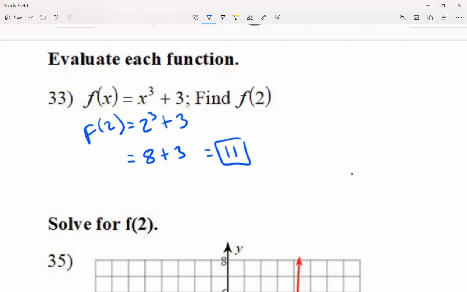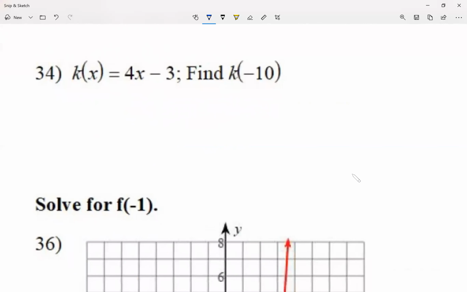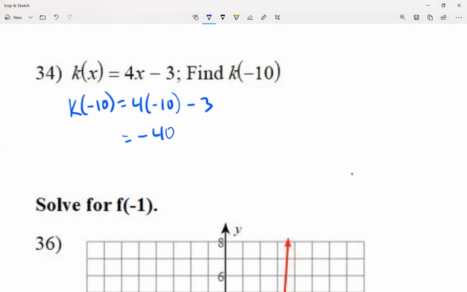Let's take a look at question number 34. The function k, the variable is x, and I want you to find k of negative 10. So basically, replace the value of x with a negative 10. So I have 4 times a negative 10 minus 3. That gives me negative 40 minus 3, better known as a negative 43.